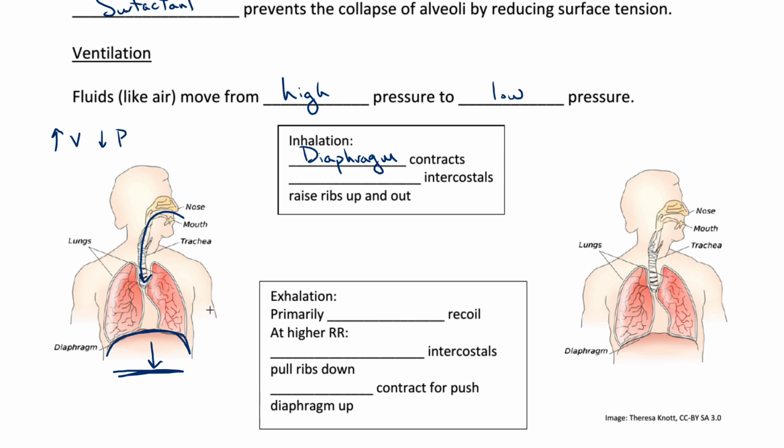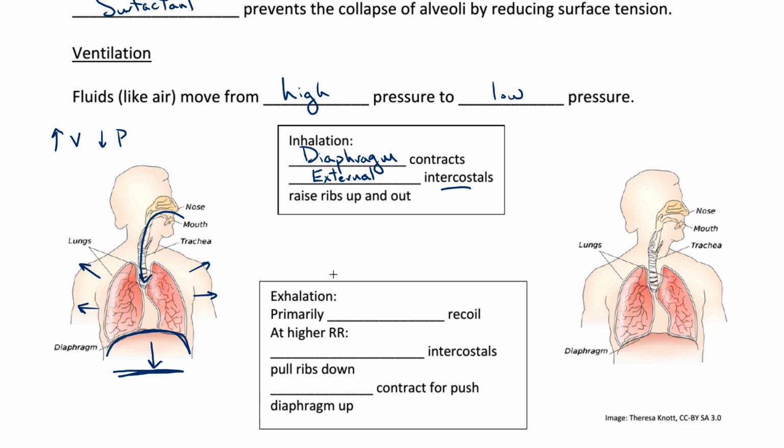You can further increase the volume of your chest by moving your ribs up and out, and there are muscles in between your ribs called intercostal muscles. That means in between your ribs, and specifically here we're talking about the external intercostals, the ones on the outside. When these external intercostals contract, they raise your ribs up and out, and that further increases the volume of your chest cavity, which decreases the pressure, and so air moves in. So inhalation is primarily the diaphragm contracting and flattening, but can also get some help from the external intercostals.